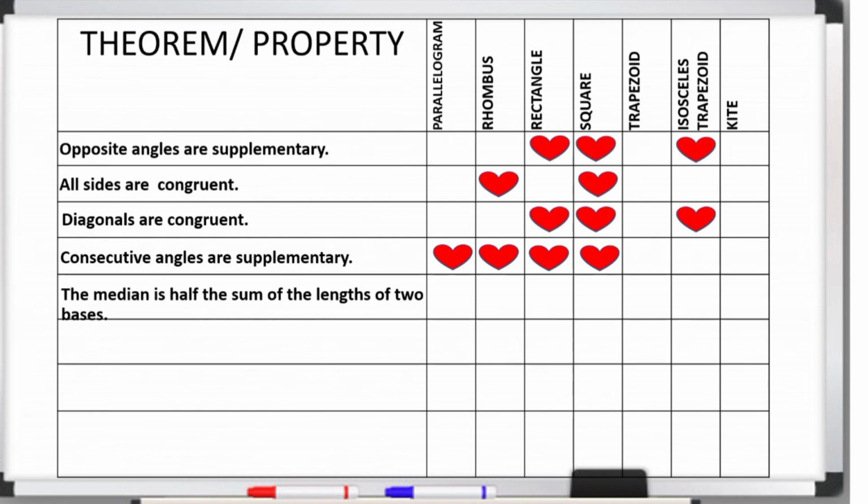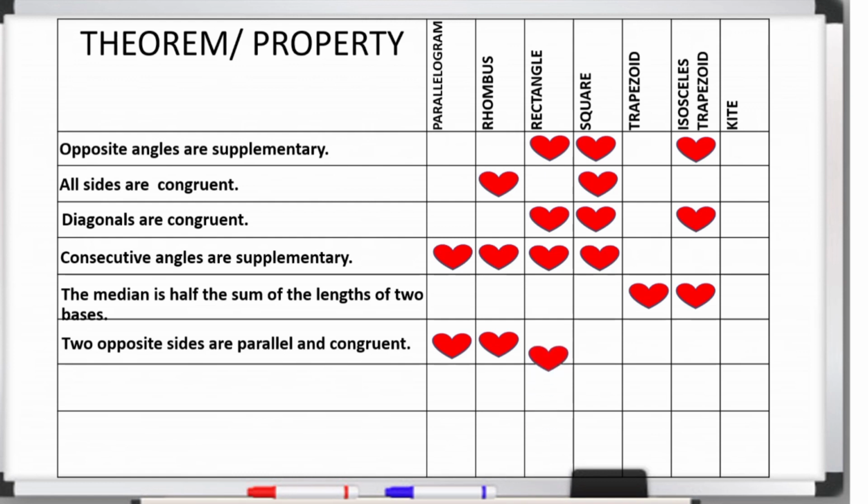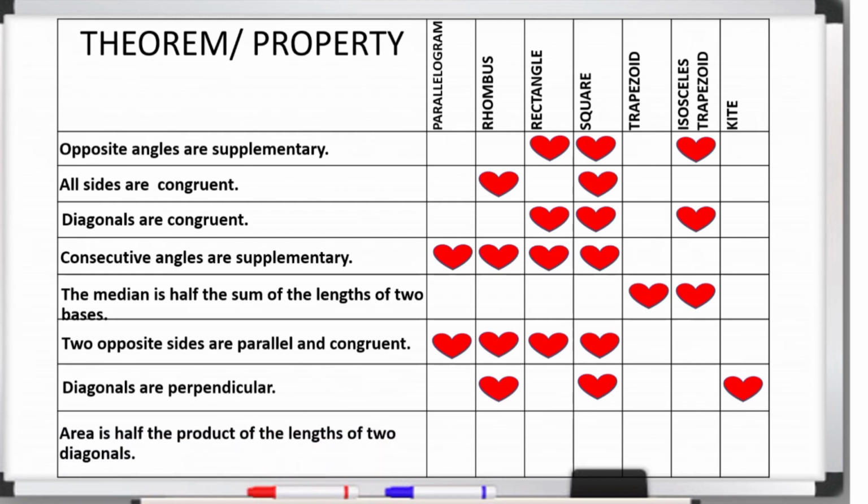The median is half the sum of the lengths of two bases. So we have trapezoid and isosceles trapezoid. Two opposite sides are parallel and congruent. So we have parallelogram, rhombus, rectangle, and square. Diagonals are perpendicular. So we have rhombus, square, and kite. Area is half the product of the lengths of two diagonals. So we have rhombus and kite.